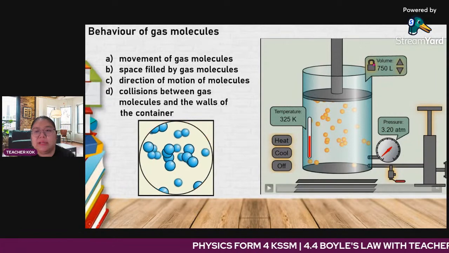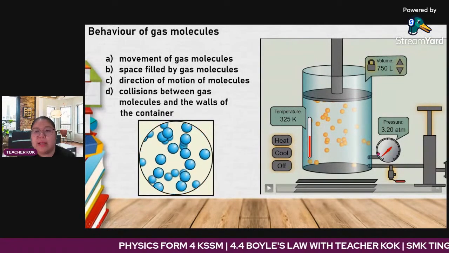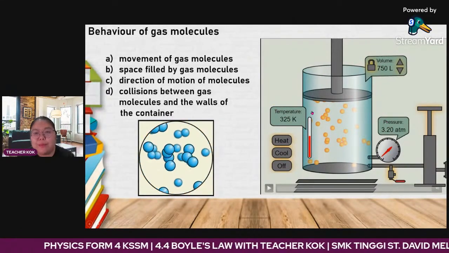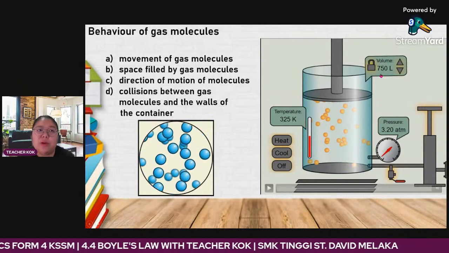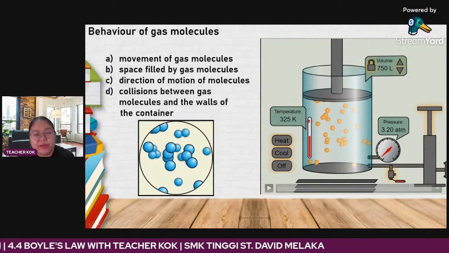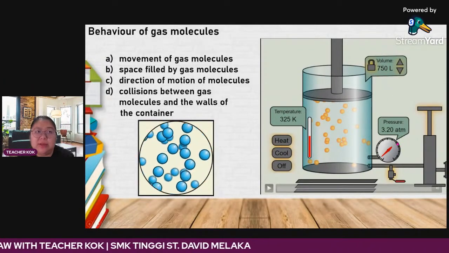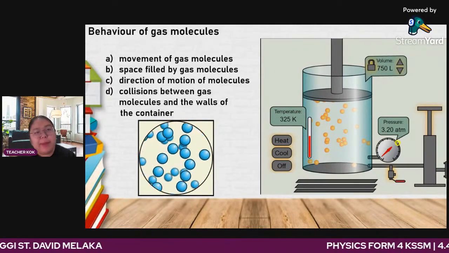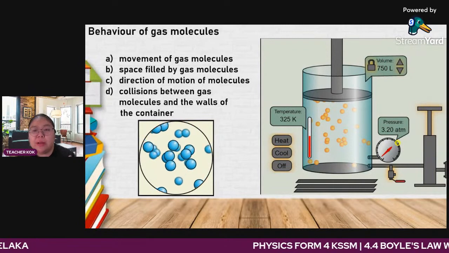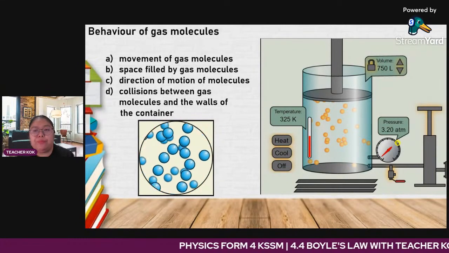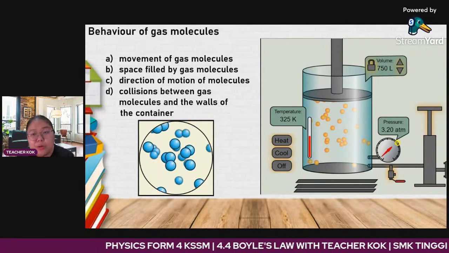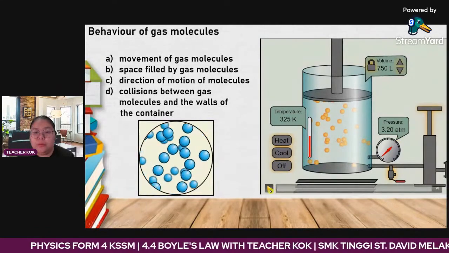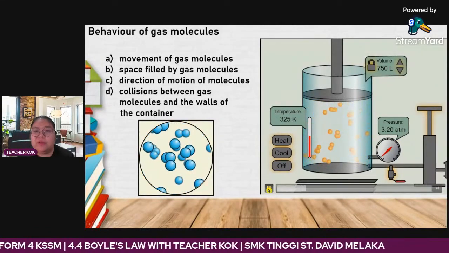Okay, now we're going to see this diagram. The diagram shows you the temperature, pressure, and volume. So that means these three physical quantities will affect the movement of the molecules. Now we're going to see the basics. We're going to find out what happens for the gas molecule to move first, how they move.